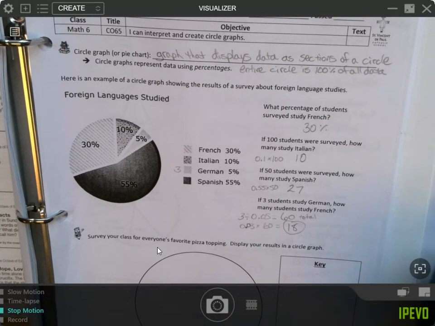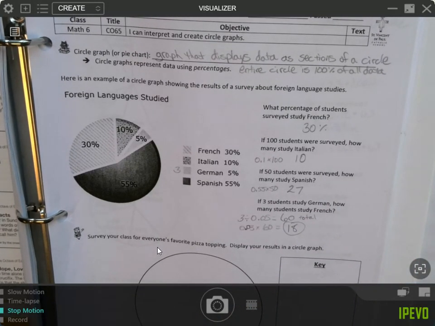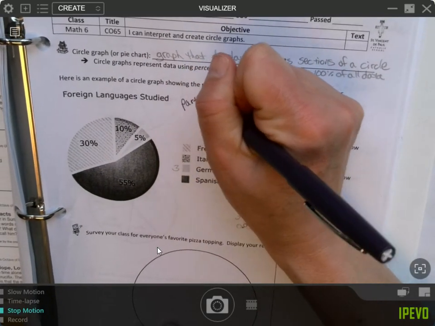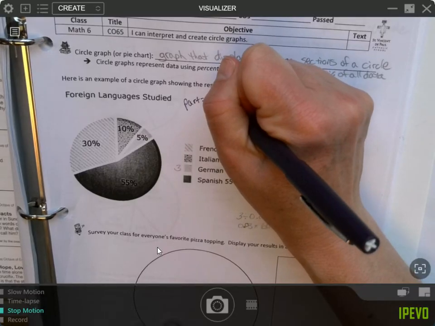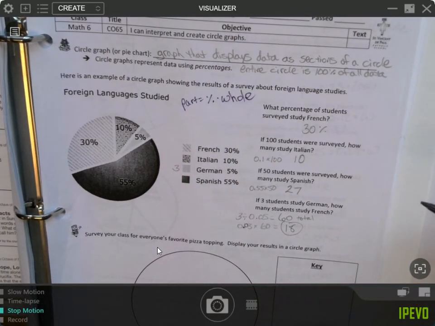There was an equation I gave us to remember how to solve it. Who remembers what that equation was? Lila? Part equals percentage times whole. Part equals the percent times the whole. Okay, that is important to remember.